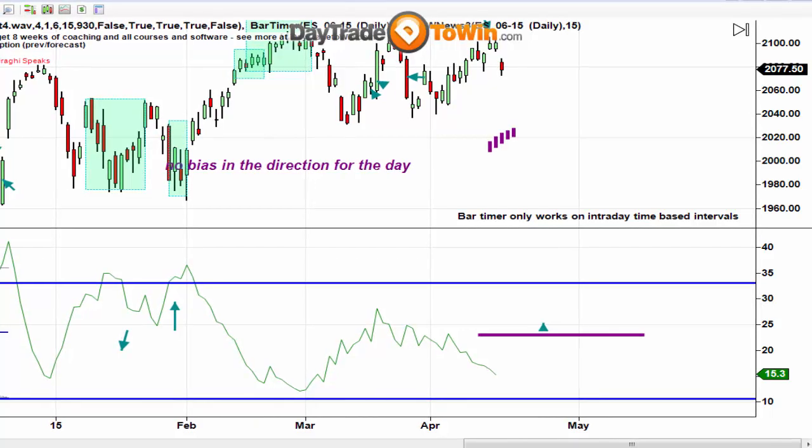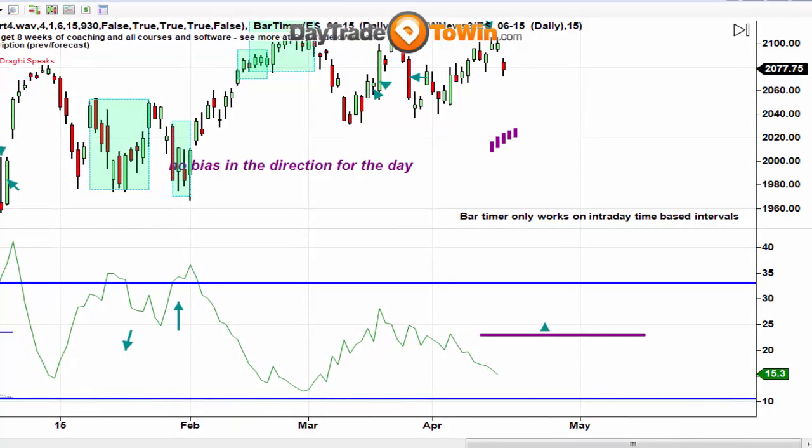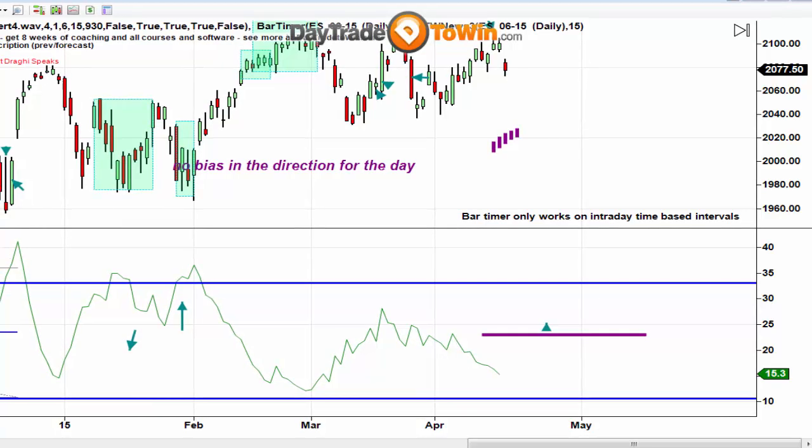So every day I look at, and remember, I'm looking at the Emini SP, guys. It's universal. Price action should be universal.